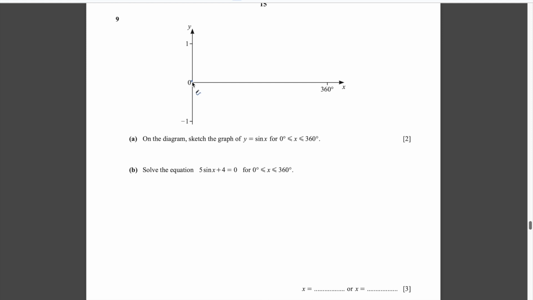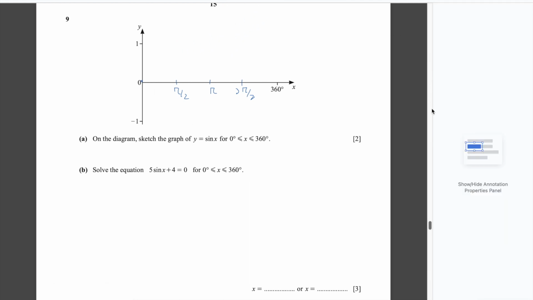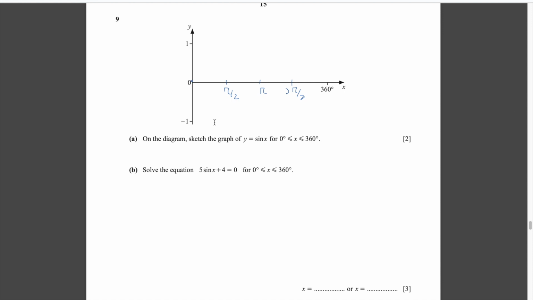It says on the diagram, sketch a graph of y equals sine of x from 0 to 360. Sine at 0 is 0. Now I divide into pi over 2, 3 pi over 2. At pi over 2 it is 1, at pi it is 0, at 3 pi over 2 it is negative 1, and at 360 it is 0 again. So it will be such a curve.